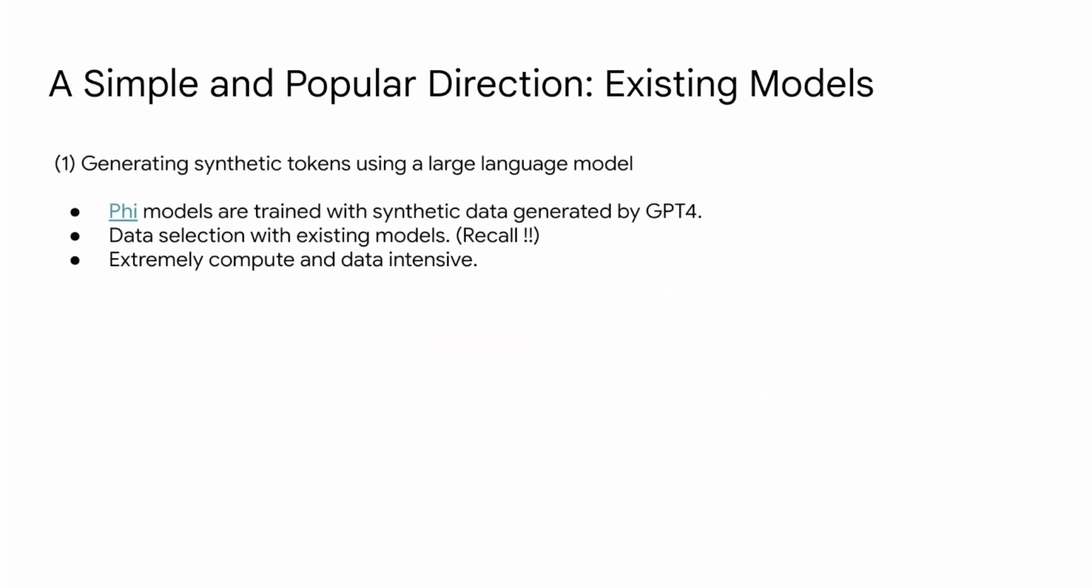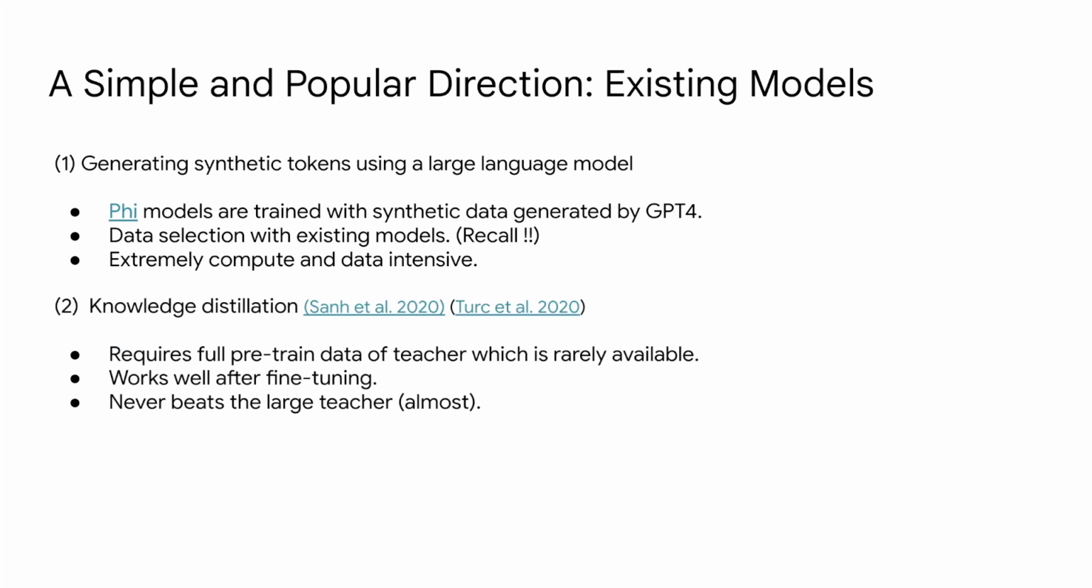Okay, so simple and popular directions are using existing models. People have used models like Phi, which are trained with synthetic data generated from an existing model, which is GPT-4. There are also data selection techniques we discussed earlier in the previous slides. Both of these are extremely compute intensive because the larger model has to generate trillions of tokens, which adds a lot of compute. Then there is knowledge distillation. There are a couple of works in knowledge distillation. Knowledge distillation requires a lot of data, rather the full data of your teacher, to be as good as your teacher.